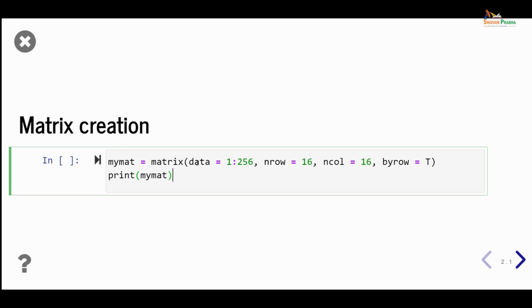So the first thing that we are doing is the matrix creation. In order to create a matrix, we can use the function called matrix, and the first argument is nothing but the data, where I have given the sequence of values using a colon, that is from 1 to 256. I have also specified the number of rows as 16 and number of columns as 16, and I have given byrow equal to TRUE in order to get the values of the matrix arranged row wise. I have also saved the output to a variable called mymat, and I am printing mymat.